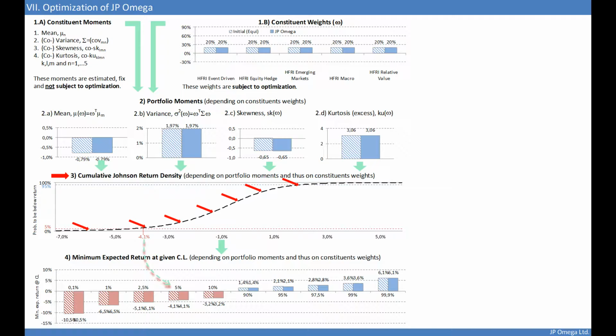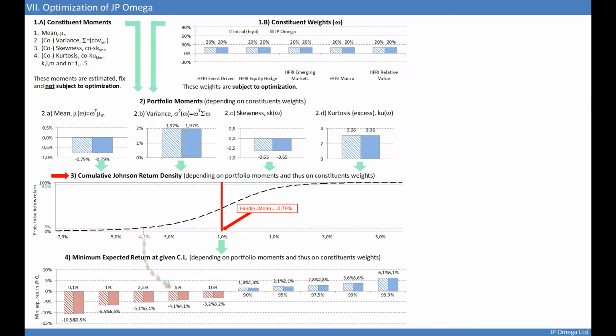Those in turn uniquely determine the Johnson distribution 3, that is the dashed line. The cumulative density provides the minimum expected returns at each probability level. E.g., there is a 5% chance that returns of the equally weighted portfolio in the subsequent month, September, will fall below -4.1%.